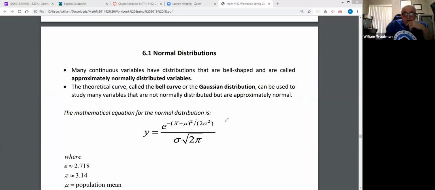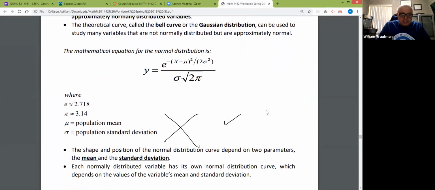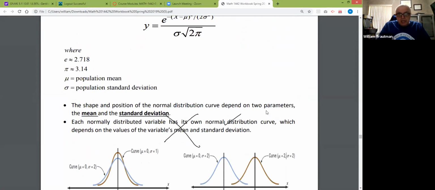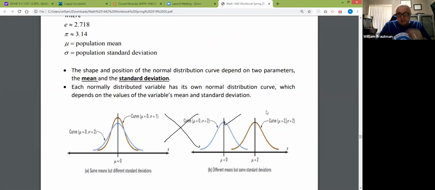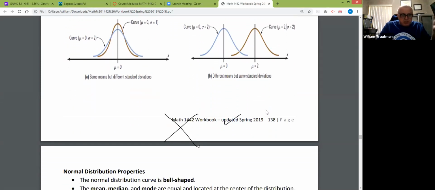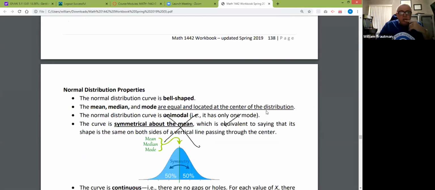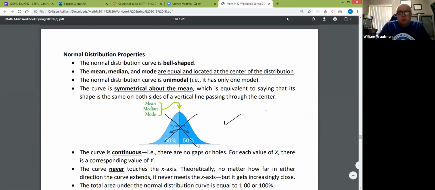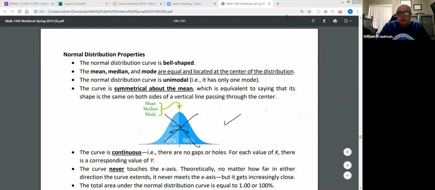See this formula right here? Don't look at it. We're not going to use that. We're going to use our calculator. So we're going to skip all this. I'm gonna skip this part. There's a good portion that we're gonna skip here. We're gonna start off right here, 6.1.